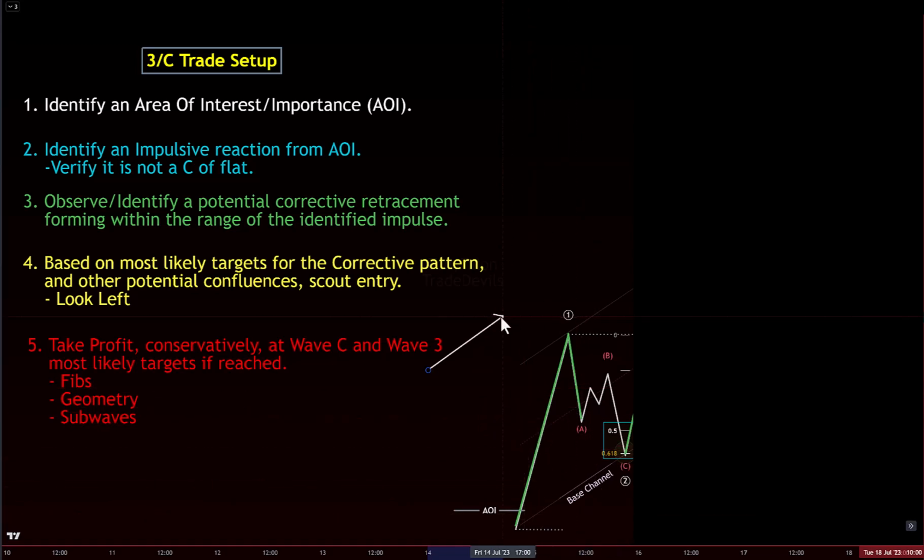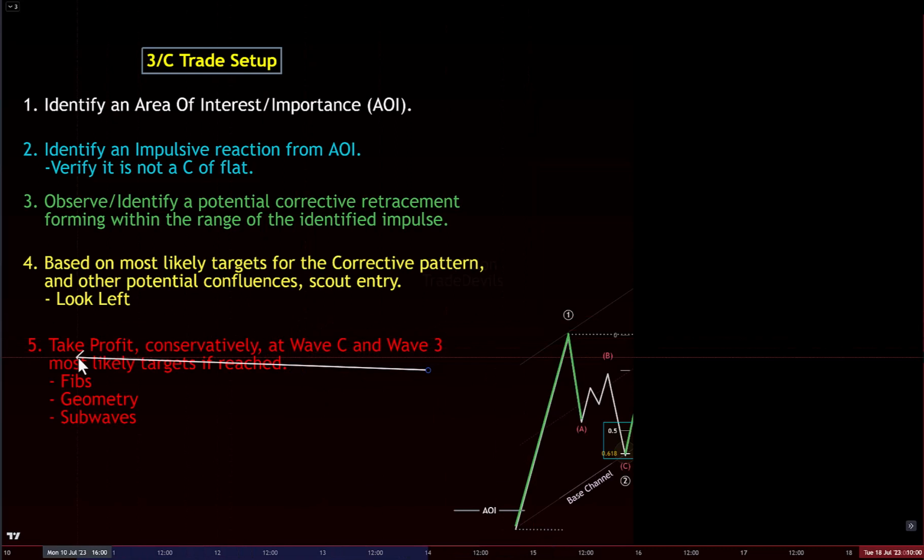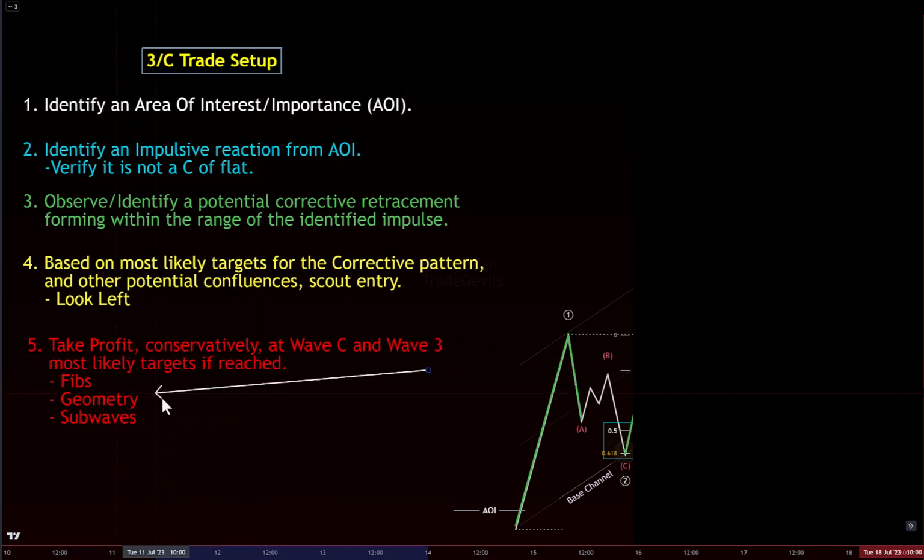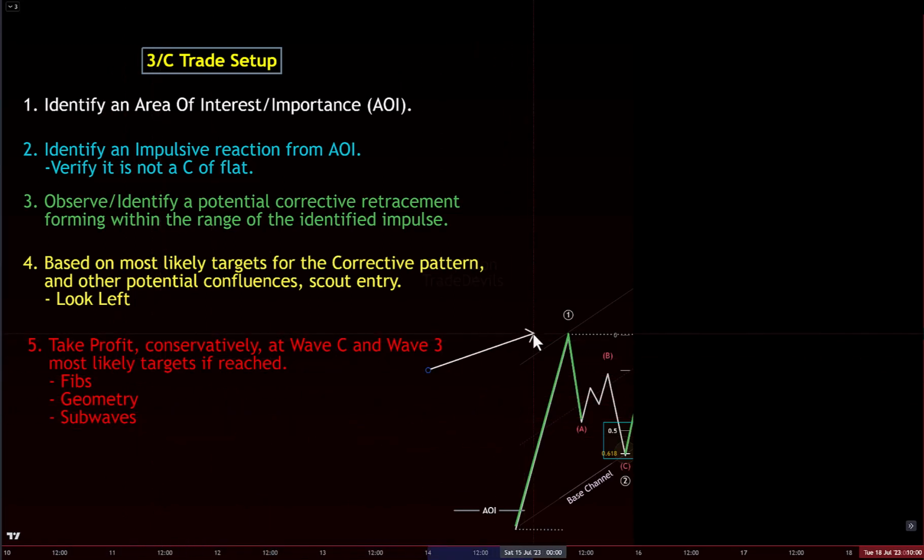All right, so this is where number 5 comes into play. We're going to look to set up our plan to take profit conservatively at the wave C and wave 3, most likely targets if reached. Fibs, geometry, subwaves. So we can write off, again, we don't know what this is. It's a wave 1, it's a wave A, we have no idea. It's a wave 2, it's a wave B, we have no idea. You can always adjust your targets if you like.